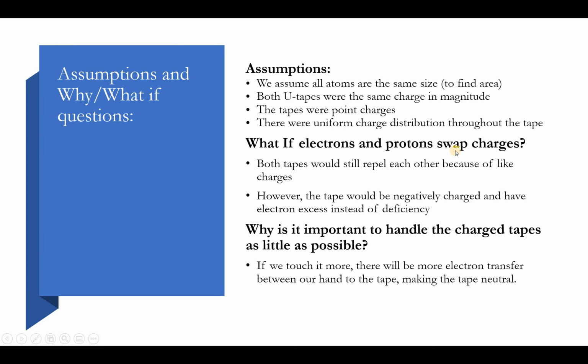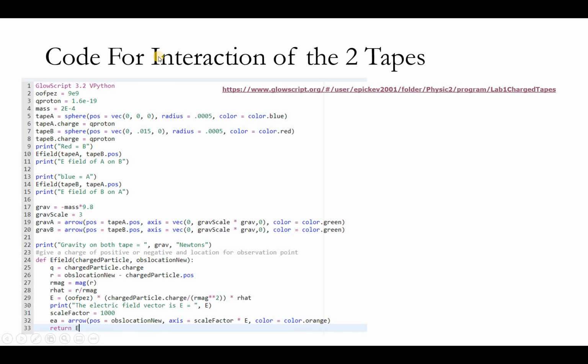Now, what if the electrons and protons swapped charges? They would still interact the same between the two tapes. They would still repel each other because of like charges, however the tape would be negatively charged, and there would be an electron excess instead of deficiency. Why is it important to handle the charged tapes as little as possible? Because the more we touch it, the more electrons transfer from our hand to the tape, making the tape neutral.